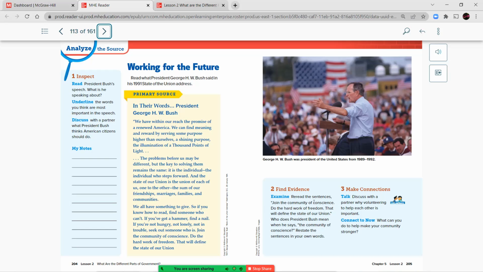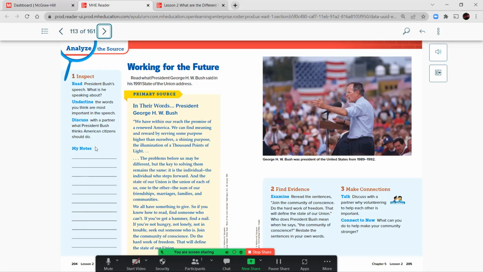Reread the sentences. Join the community of conscience. Do the hard work of freedom. That will define the states of our union. Who does President Bush mean when he says the community of conscience? Restate this in your own words. Use the notes section to answer any questions.